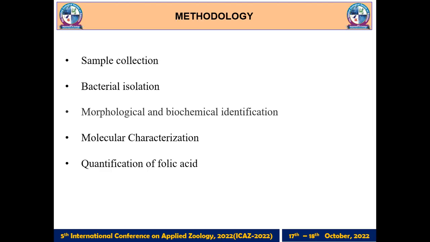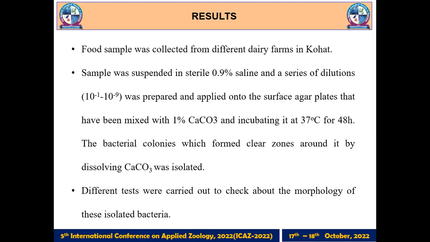Next is the methodology. The methodology includes sample collection, and samples were collected from different dairy farms of Kohat. After the bacterial isolation, we analyzed those bacteria on the basis of their morphology, and identification was done through biochemical analysis. After that, molecular characterization, which includes DNA isolation, PCR and sequencing. The last step is the quantification of folic acid.